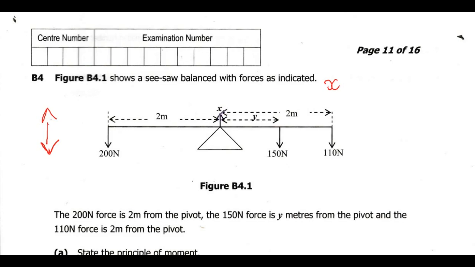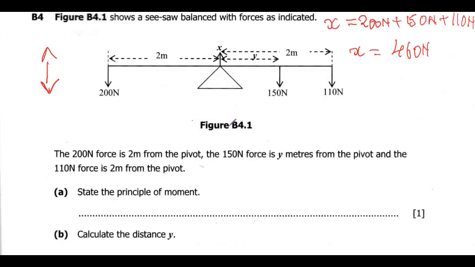So X should be equal to, this is the only upward force here, right? It's the only force acting upwards, is equal to 200 newtons plus the 150 newtons plus the 110 newtons. So this should give you X is equal to 200 plus 150 is 350, plus 110, which is 460 newtons. So X, the force, should be 460 newtons, which is the upward force on this.